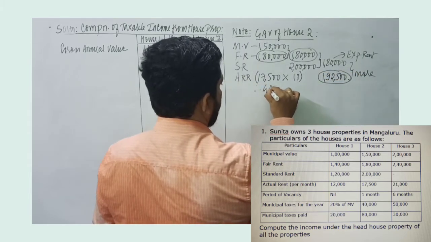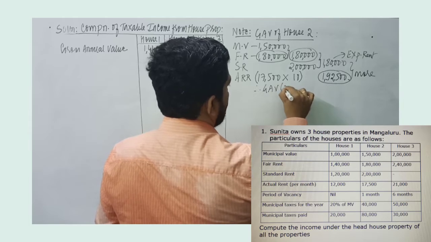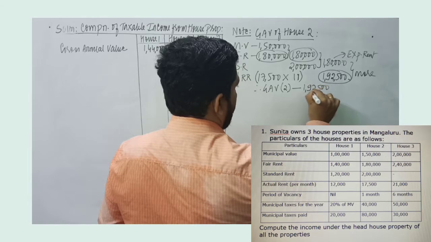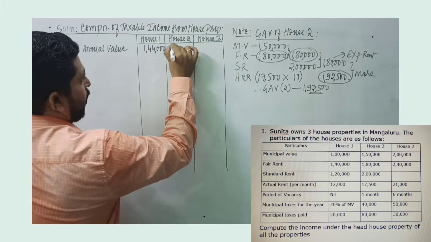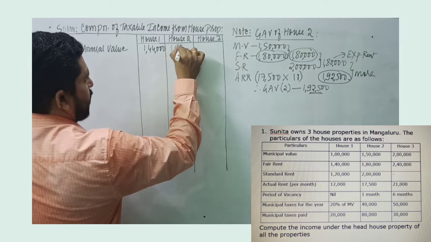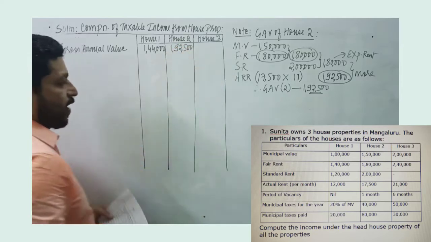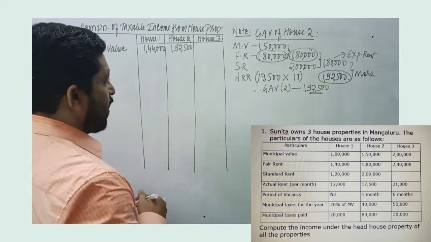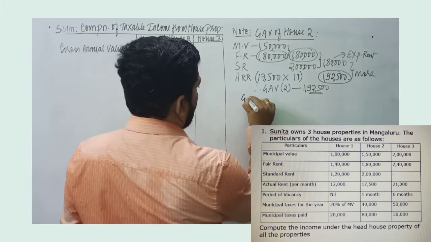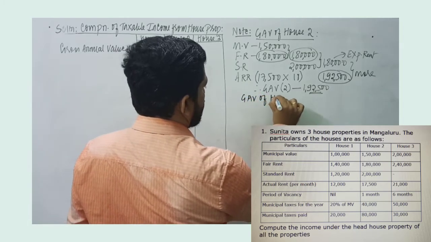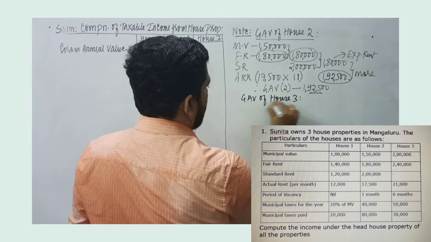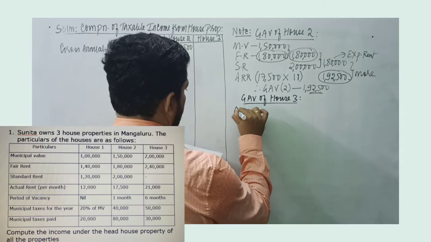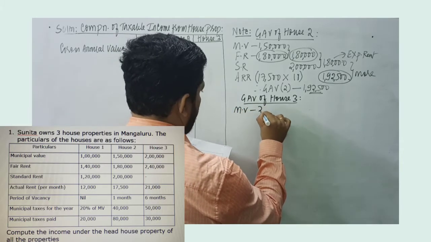Therefore, GAV of house 2 is 1,92,500. So I record over here 1,92,500 is the gross annual value of house 2. Let's look at house 3 now. So I take another note, say GAV of house 3. What is given? Municipal value is given, which is 2 lakh rupees.